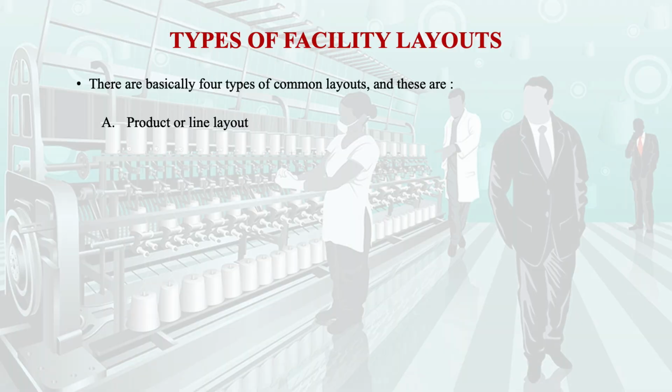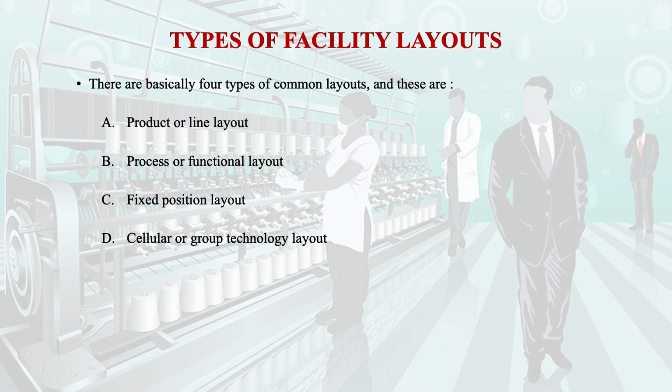Now there are different types of facility layout. Till now we have studied what are the different principles of the facility layout and what are the design factors. Now we will come to the types of facility layout. Normally the facility layouts nowadays are a combination of the different types, but the main categories are the product or the line layout, process or functional layout, fixed position layout, and the fourth one is cellular or group technology layout. So we will go one by one.